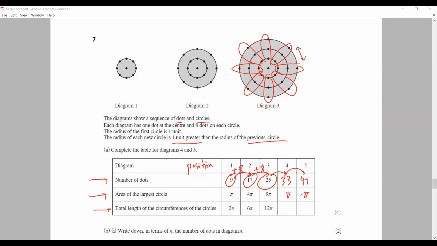There is no change to pi value, right? And the coefficient of pi keeps changing. First it's 1, then 4, then 9. So these are basically square numbers. 1 raised to the power of 2 is also 1, so we can treat that as a square number in this case. And where does the number come from?